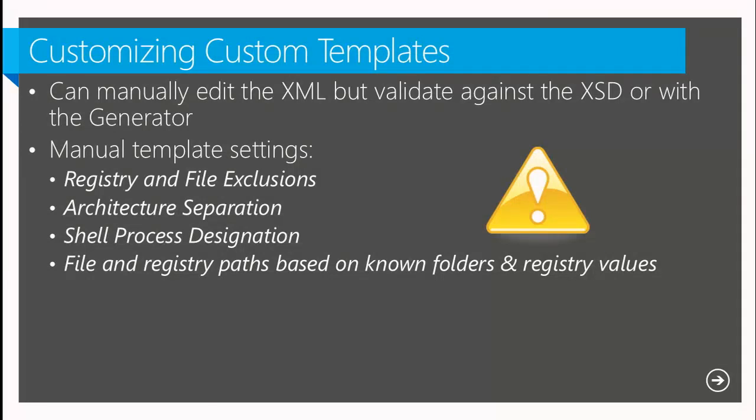It's important that we do this because we want to make sure that you're doing the right things. There are some very specific things that you can do that Generator won't do that are above and beyond, and I've listed a few of those. For example, you can do registry and file exclusions, separate architectures. Most applications use the same settings between 32 and 64-bit, but there are some instances where you may have some specific things for those architectures. You can do that. Shell process designation, file registry paths based on known locations.